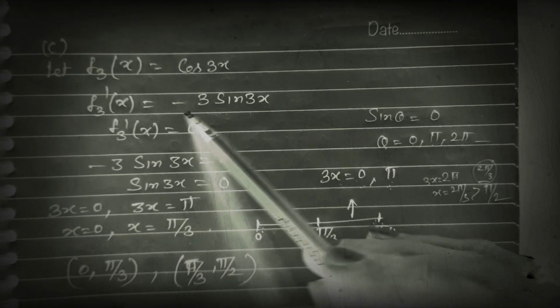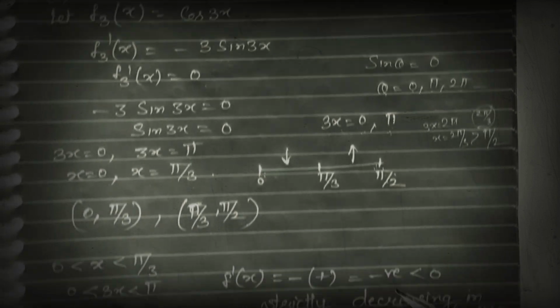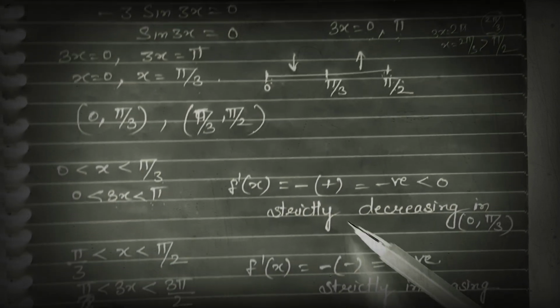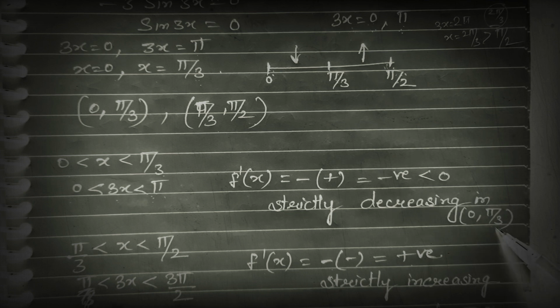So minus is here, but it is plus. It will be negative. So strictly decreasing in interval 0 to pi by 3.